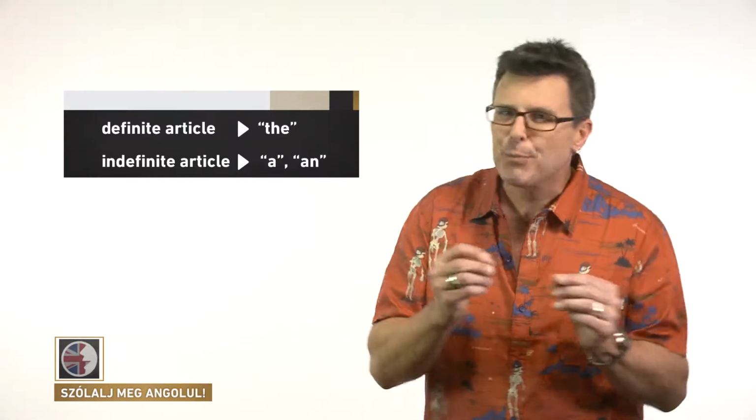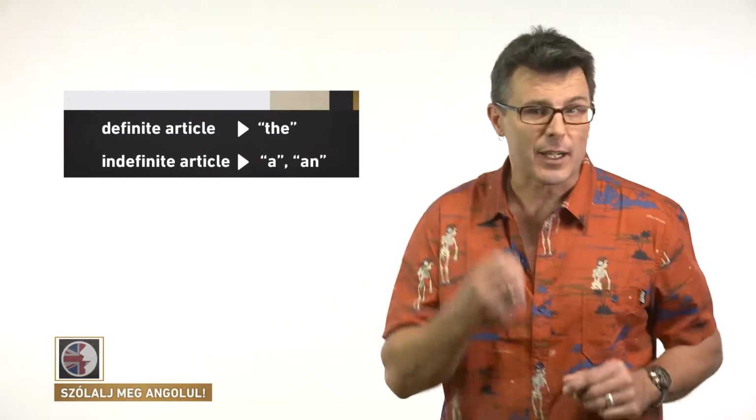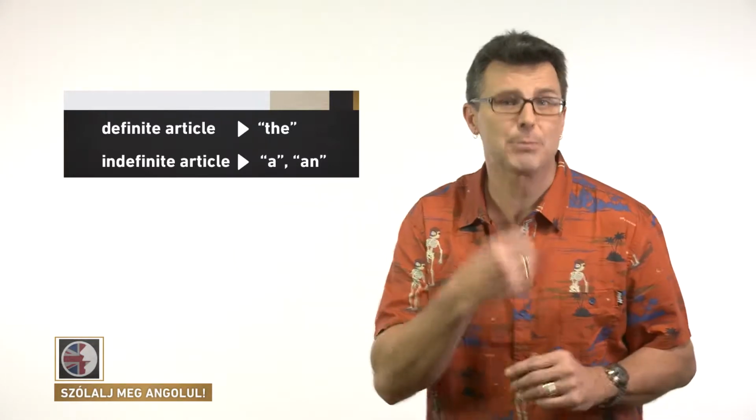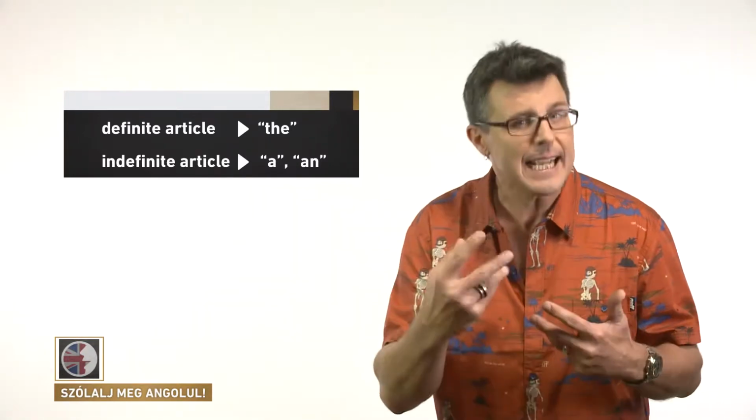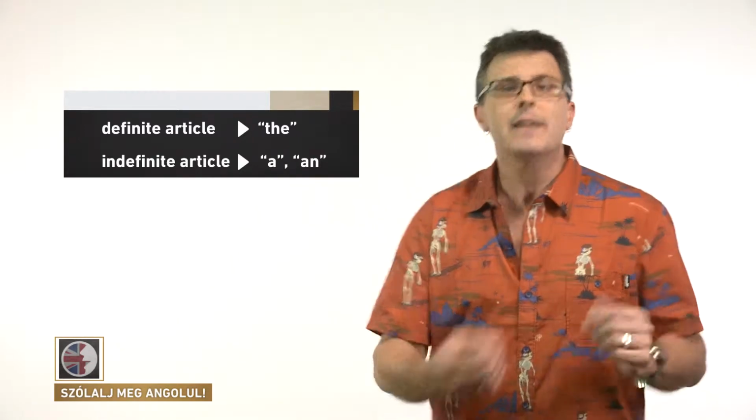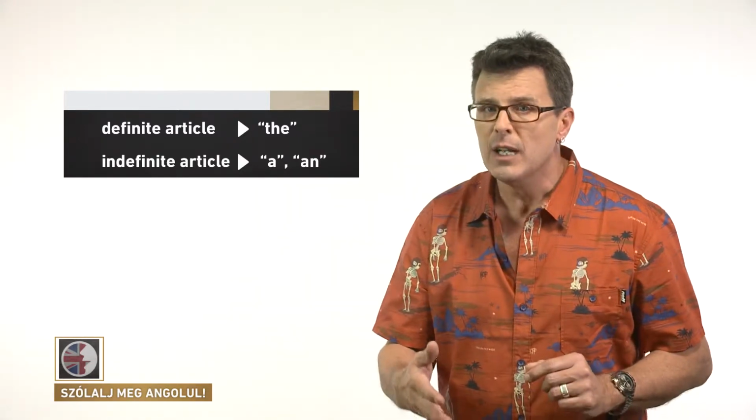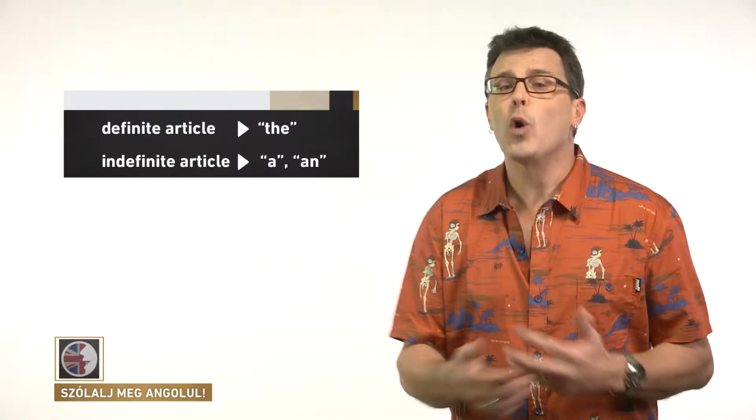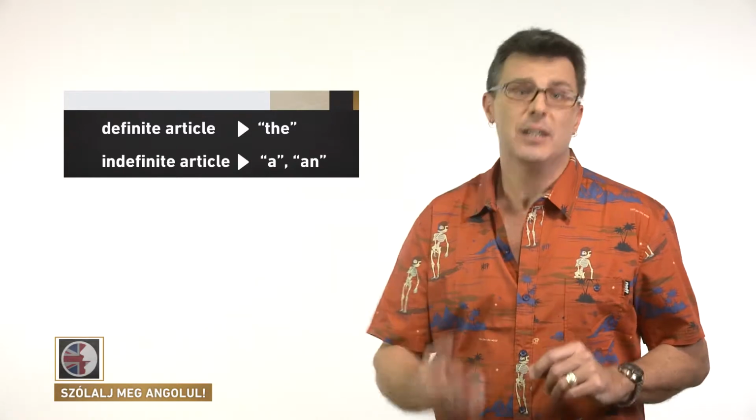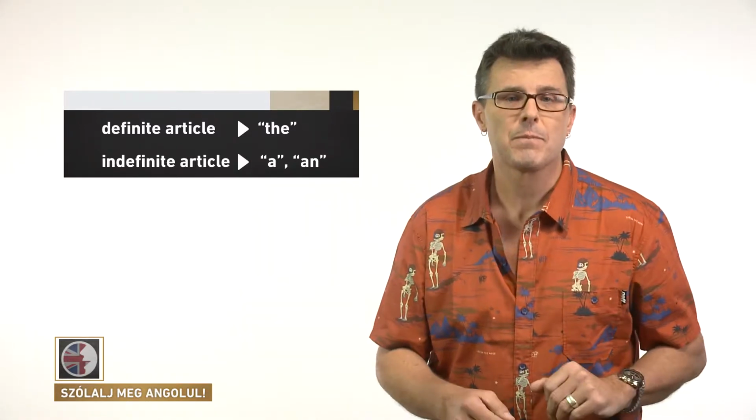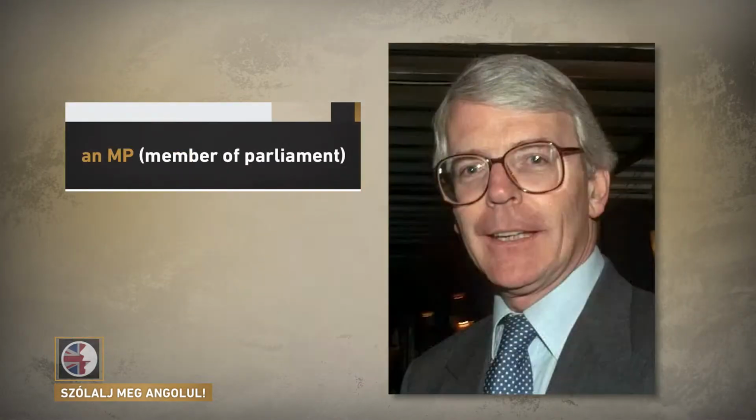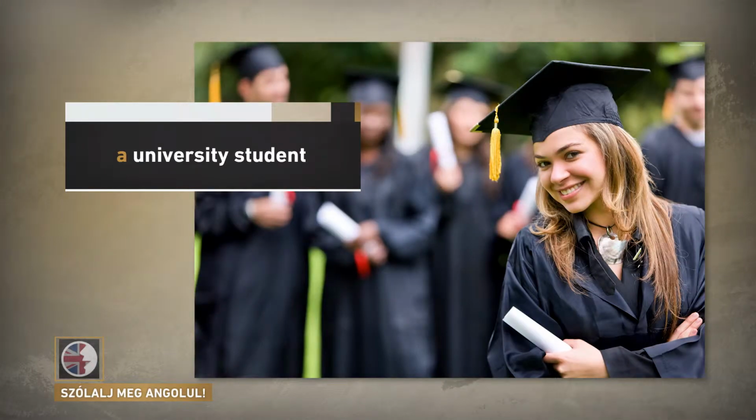Because if the noun is pronounced in a way which sounds like a consonant, then we use a, not an. And if the noun is pronounced in a way which makes it sound like it starts with a vowel, then we use an, not a. We can't use a or an when we're talking about plural nouns or uncountable nouns, because a and an mean one. A dog, an apple, an MP, Member of Parliament, a university student.